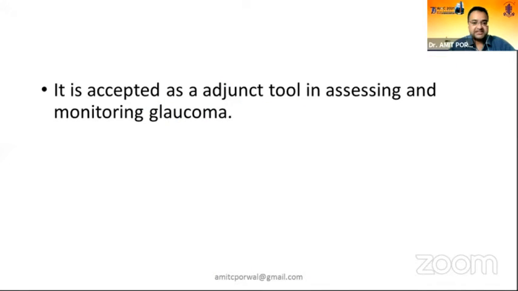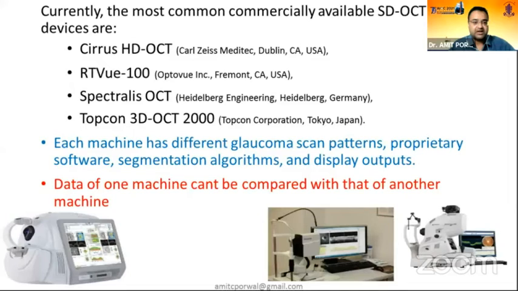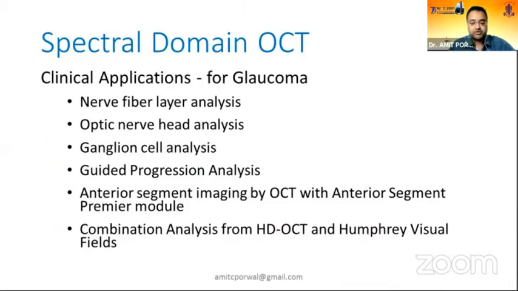Now, OCT is accepted as an adjunct tool in assessing and monitoring glaucoma. Currently, the most common commercially available HD OCTs are Cirrus, RTVue, Spectralis, and Topcon. Each machine has different glaucoma scan patterns, proprietary software, segmentation algorithm, and display output. So this is very, very important. One has to understand this. The data of one machine can't be compared with that of another machine. When you're reading an OCT report, if the patient gets an OCT report from a Cirrus machine and you have an RTVue, you can't compare these two reports.